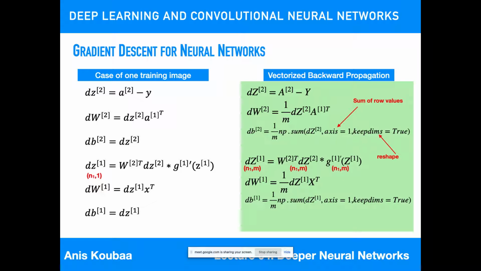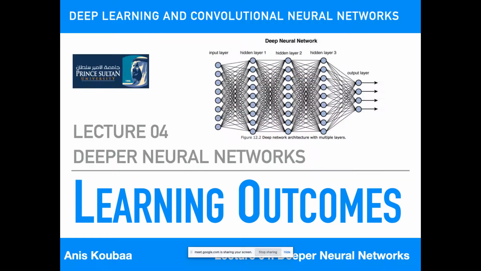Okay, so this is the difference between the case of one training image and the vectorized backward propagation. In the implementation, in the execution, we usually use the vectorized version because it is much faster and optimized computation. Okay, so this was the summary of the forward propagation rules and the backward propagation rules when we have a neural network with one hidden layer and one output layer.